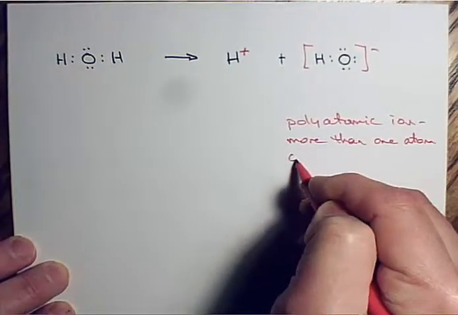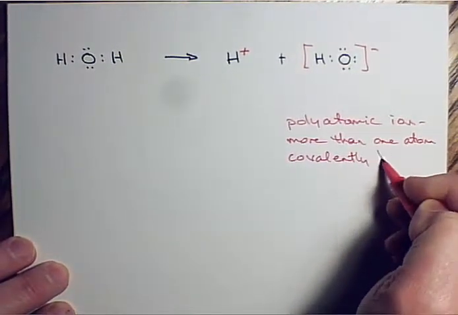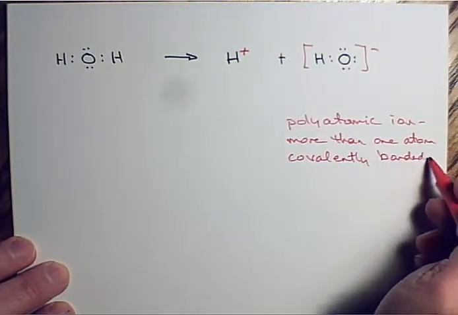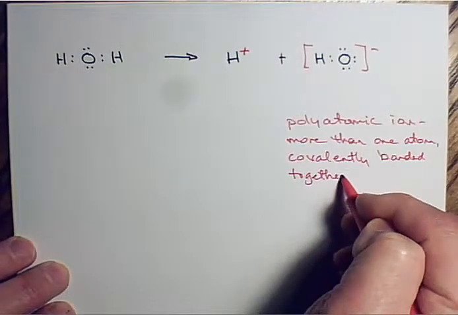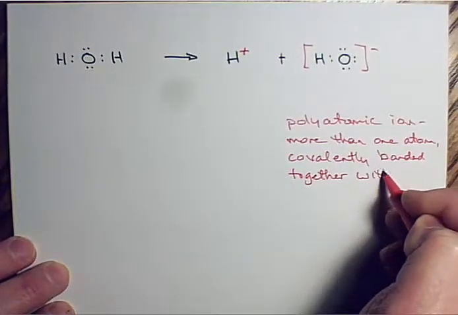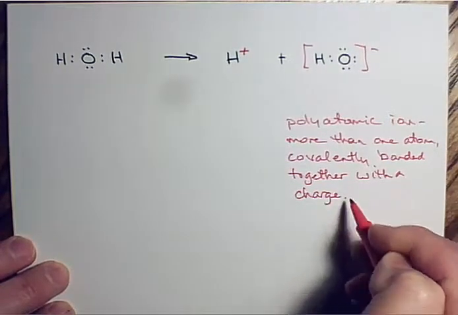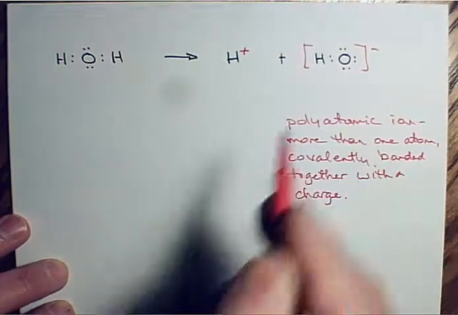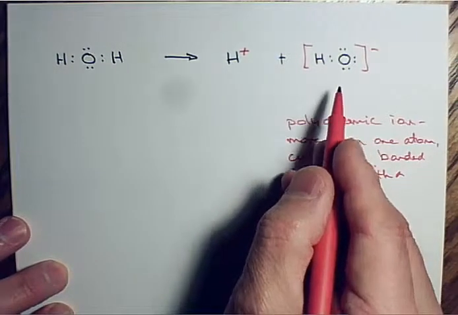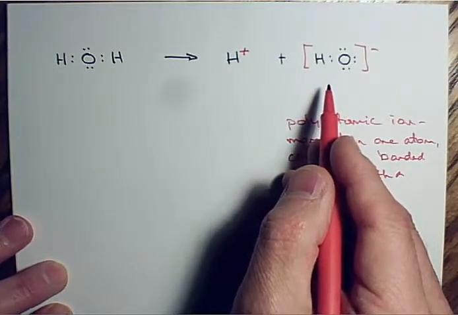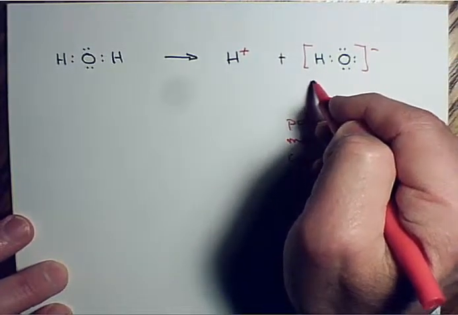More than one atom, covalently bonded together with a charge. Okay? And that is a polyatomic ion because it fits that definition. This polyatomic ion has a special name. We call it hydroxide.